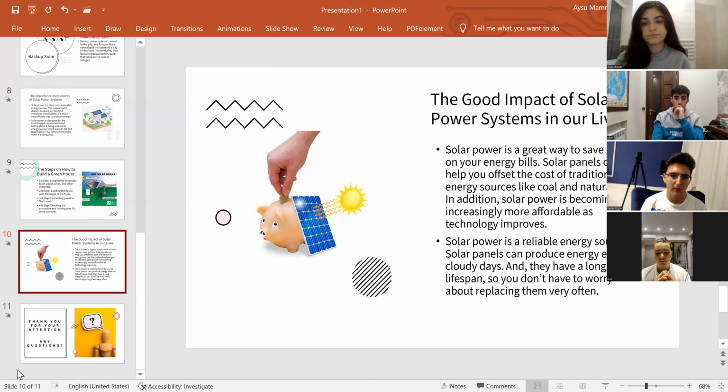This is because people are beginning to realize all the benefits of solar power. They can also help you offset the cost of traditional energy sources like coal or natural gas. It's easy to add more solar panels to your home or business as your energy needs change. Solar power is also a great option for businesses that are looking to reduce their carbon footprint.